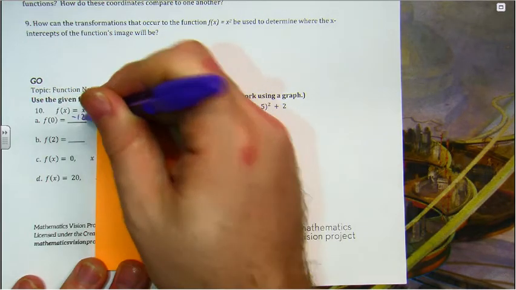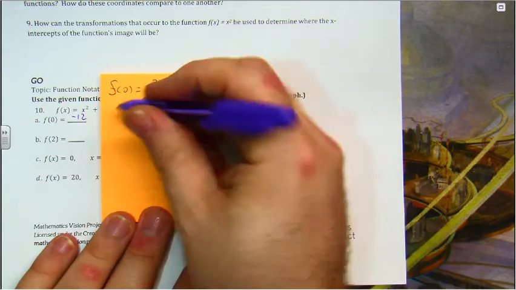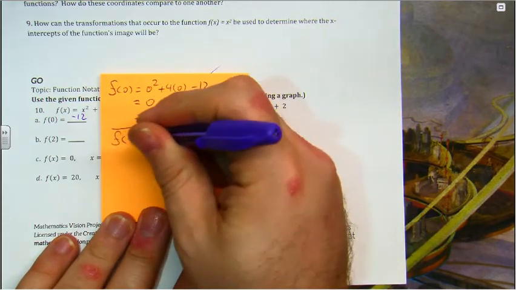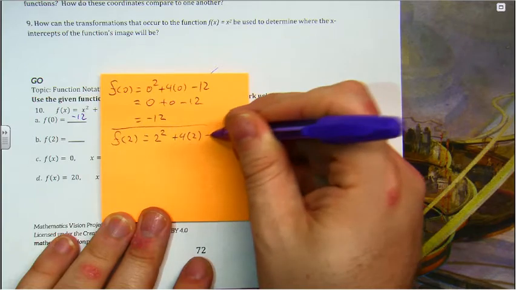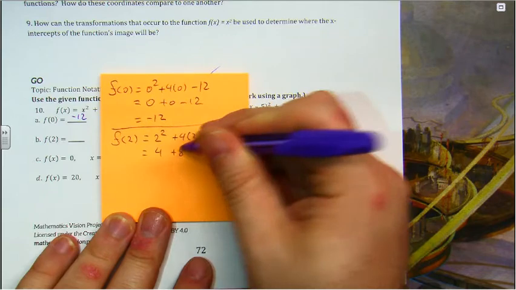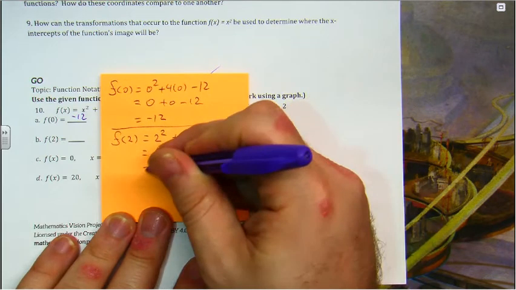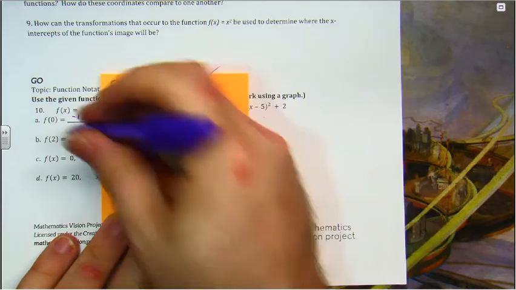Minus 12. Let's do it for 2 now. F of 2 is going to be 2 squared plus 4 times 2 minus 12. That's going to be 4 plus 8 minus 12. That's going to be 12 minus 12. That's going to be 0.